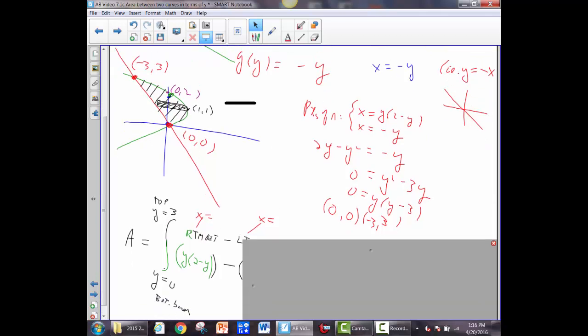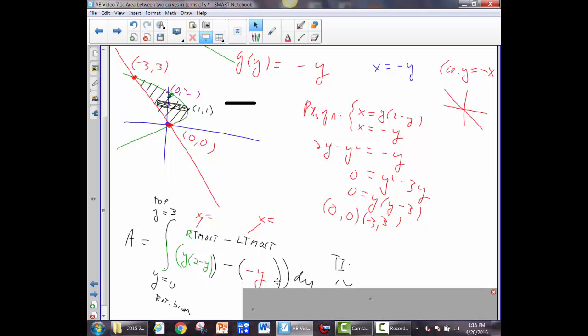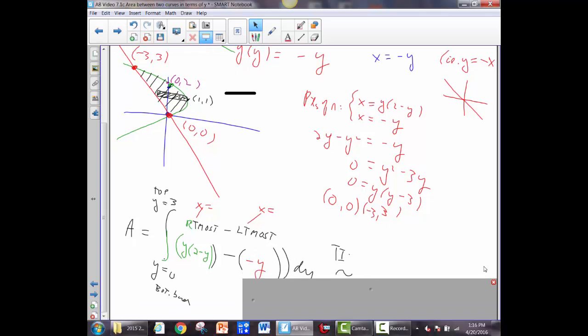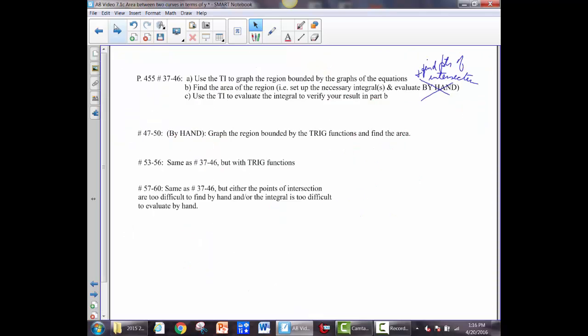So, it's going to be the integral from the bottom border to the top border. You can visually see that the shaded region, the lowest it goes, is a height of y equals 0. The highest point of this shaded region is where y equals 3. The rightmost is the green curve, which is x equals y times 2 minus y, and then minus the left border is the red line, which is the line x equals negative y, and that's in terms of y. So, we go from there.